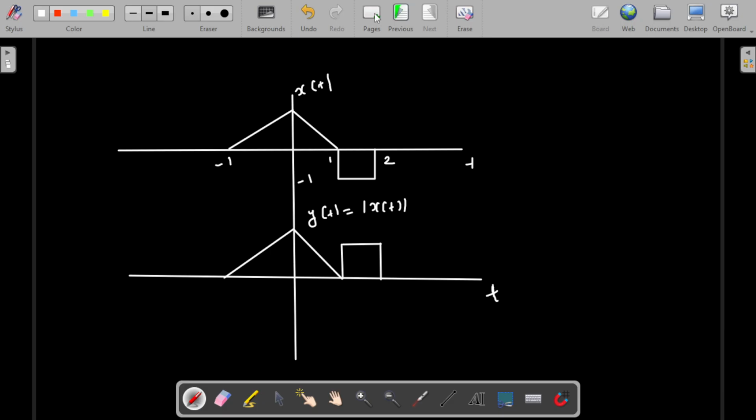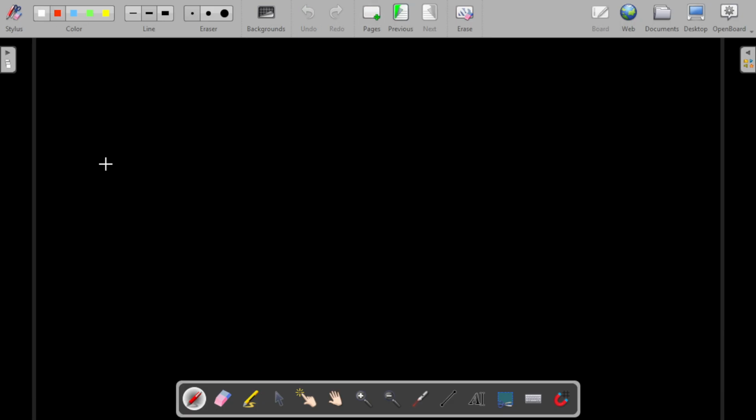Then the last operation is adding or subtracting a DC value to the signal. This will be quite simple, just the uplift and downlift of the signal. Add or subtract a DC signal or DC value. DC value means nothing but a constant value. Here the x of t over t will be given.